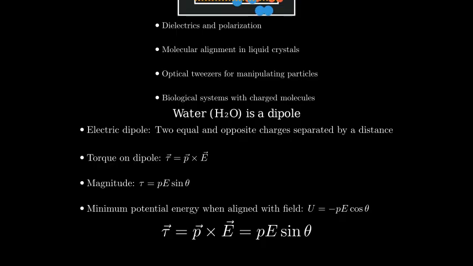4. The dipole has minimum potential energy when aligned with the field, which explains why dipoles tend to align with external electric fields. Remember these principles when analyzing systems with electric dipoles in electric fields.